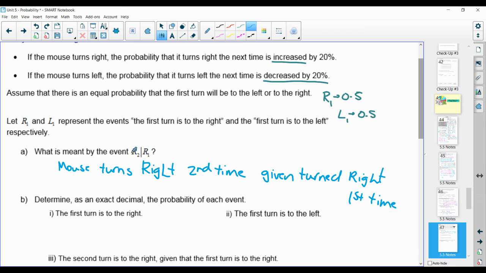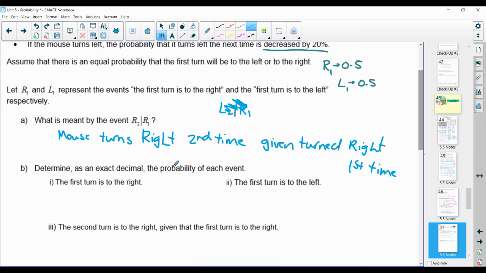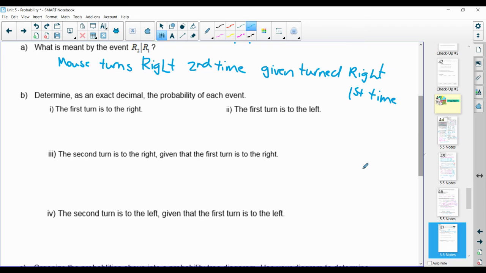So we're looking at, if there was a P here, we'd be looking at the probability, but we're looking at the event turning right the second time, given that it's already turned right the first time. All right, if I were to write something out like this, L2 given R1, this would mean the event where the mouse turns left the second time, given that it turned right the first time. All right, so these are just some examples.